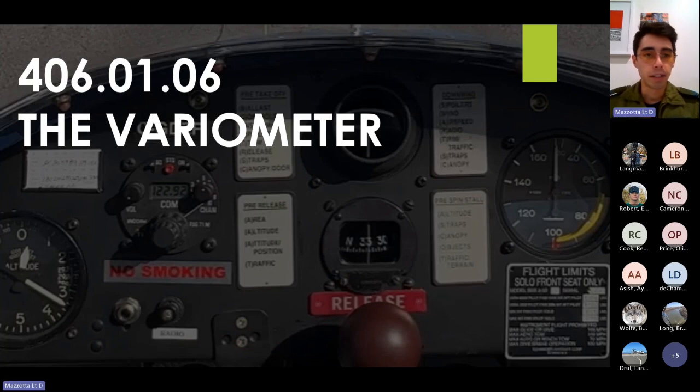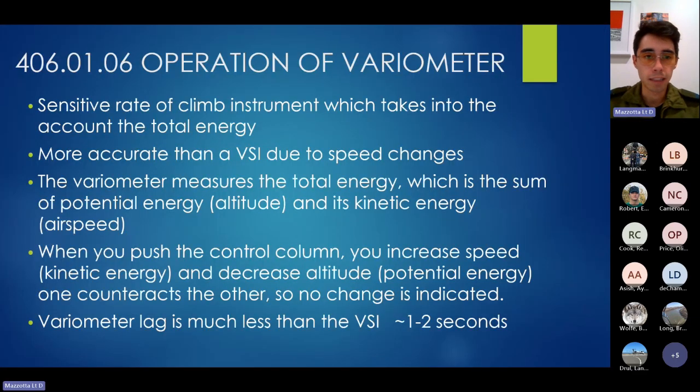And next up is the variometer. Our gliders do not have a variometer. High performance gliders do. Essentially, the variometer is a sensitive VSI. It's a sensitive rate of climb instrument which takes into account the total energy. It's a lot more accurate than the VSI due to the speed changes, and it measures the sum of the potential energy and the kinetic energy. And the lag is much less, about 1 to 2 seconds.